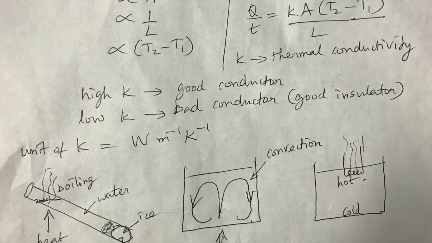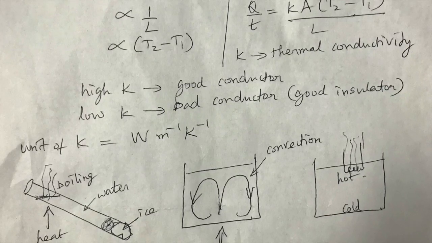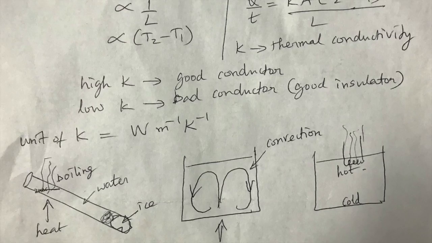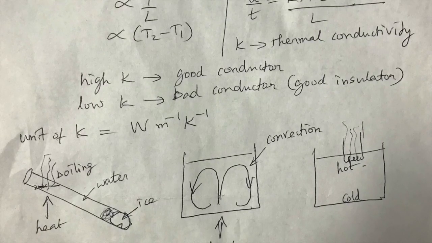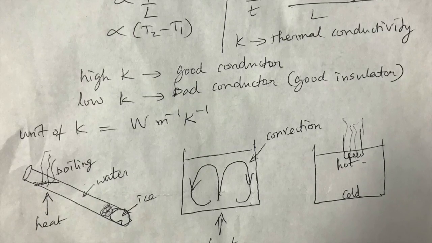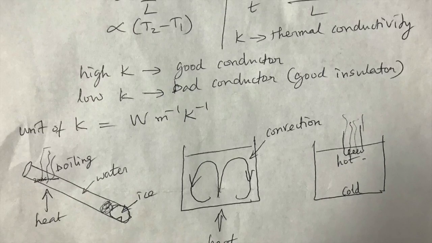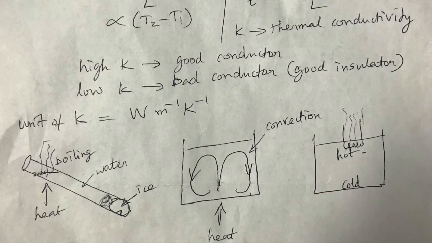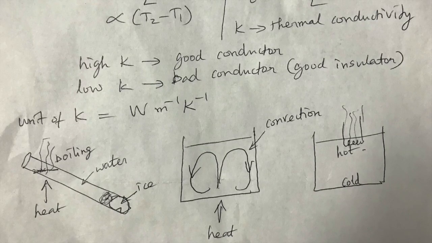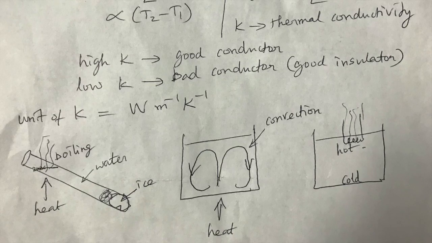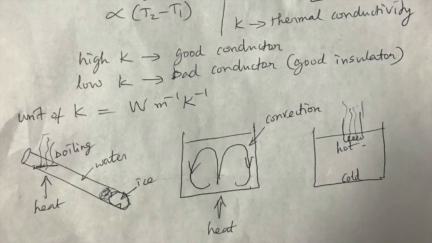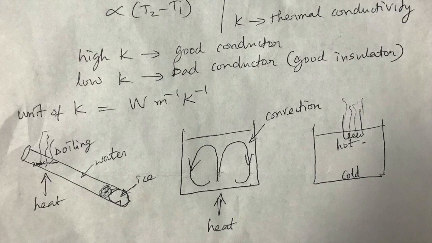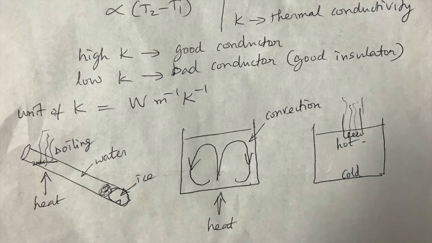Okay? T2 minus T1 can be in Celsius or Kelvin because it's a matter of change in temperature. It doesn't matter. Area should be in meters squared. L should be in meters. Q over T is watts. So what's the unit of K? That is watts. Area over length is just meters over here. So watt per meter: watt, meter minus 1, Kelvin minus 1. You see it? This is watt, meter minus 1, Kelvin or Celsius minus 1. That's the unit of thermal conductivity.